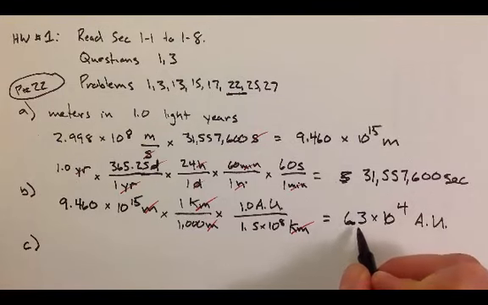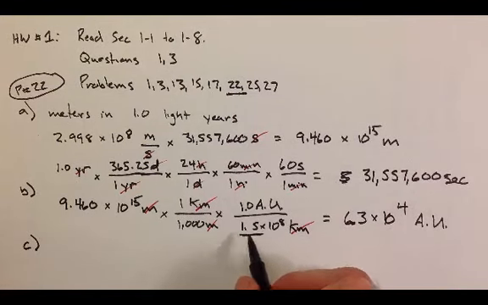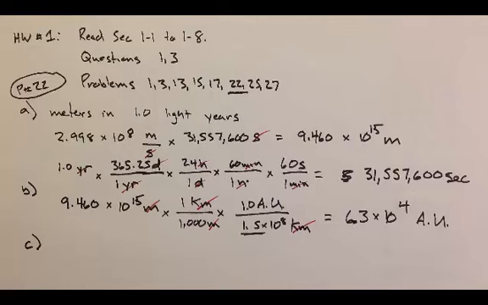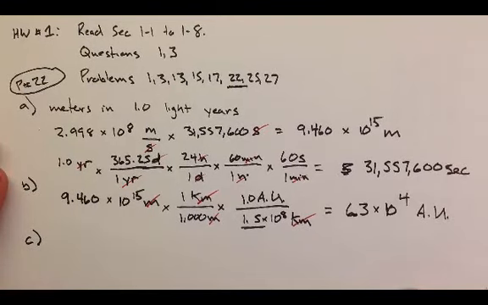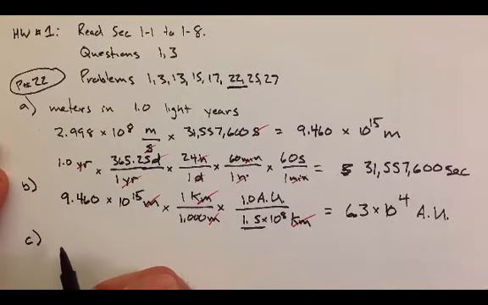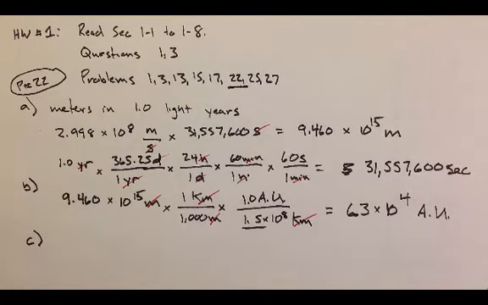Notice only 2 significant figures here because I only have 2 significant figures in this number here. When you're multiplying and dividing, you always only keep the least number of significant figures. All right, and last but not least, let's do part C here. They want us to convert the speed of light in meters per second into astronomical units per hour.